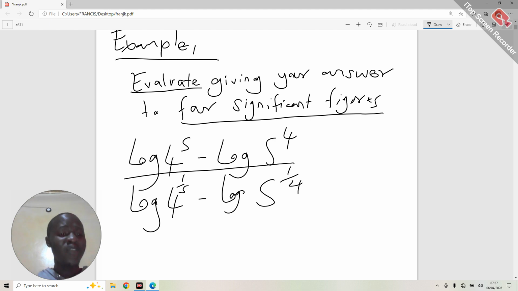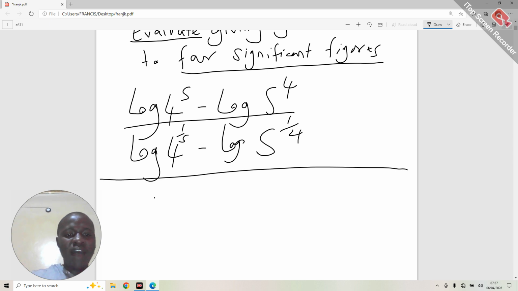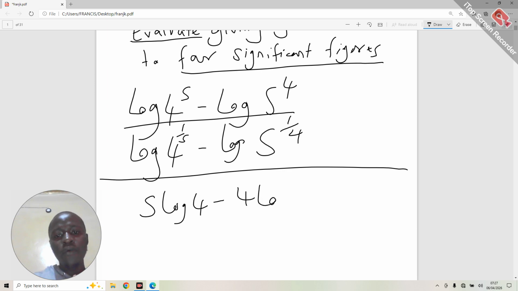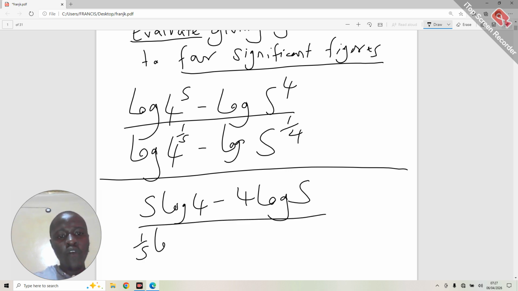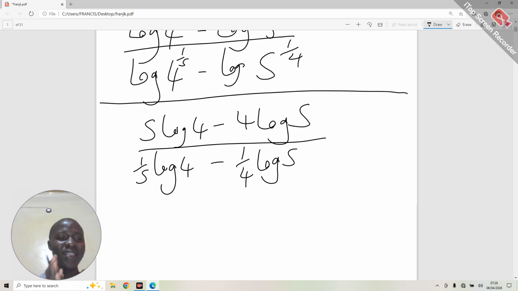Remember, you must use a calculator. And at this juncture, you cannot use a calculator. You must at least try to show that you are working on something. And how will you do that? So first of all, simplify this. So we shall have 5 log 4 minus 4 log 5 all over a fifth log 4 minus a quarter log 5. Guys, this is what you will have.